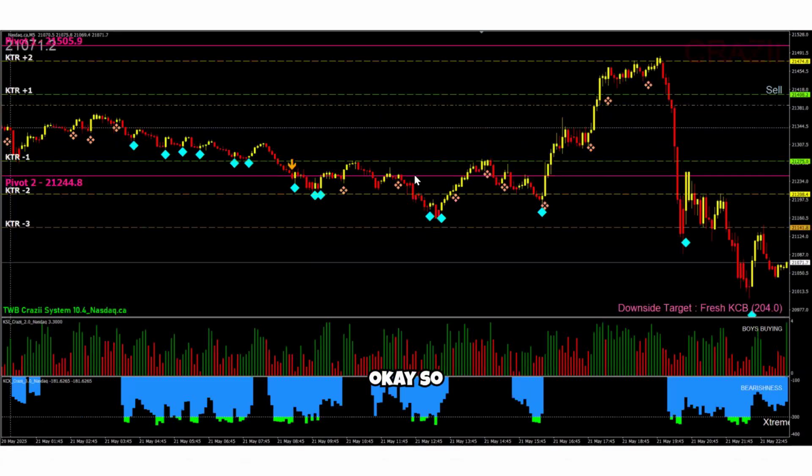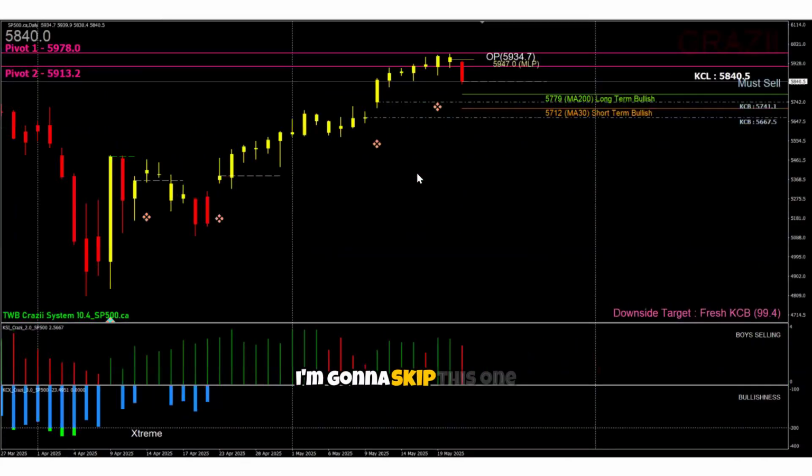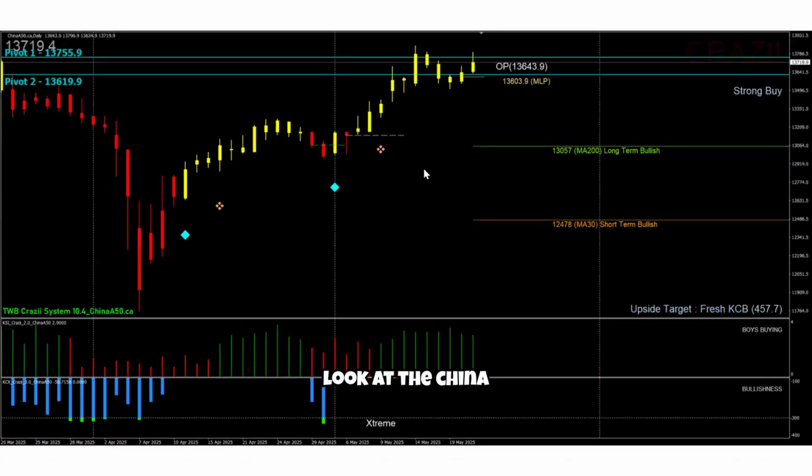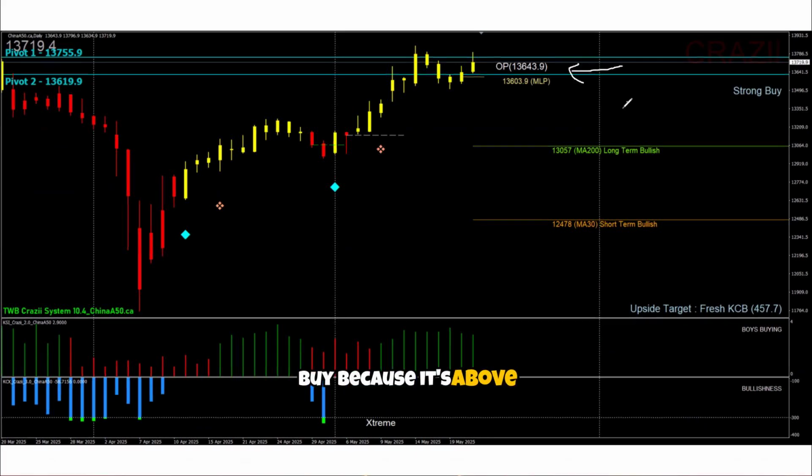Okay. So this is Nasdaq. I'm gonna skip this one. S&P, I'll skip too. We can look at the China A50. You can see that China A50, although it's a market that is controlled, but actually the same thing still works. Above OP is a buy because it's above MLP. KSI is green, KSI is black, so everything is good. So once open, just buy.